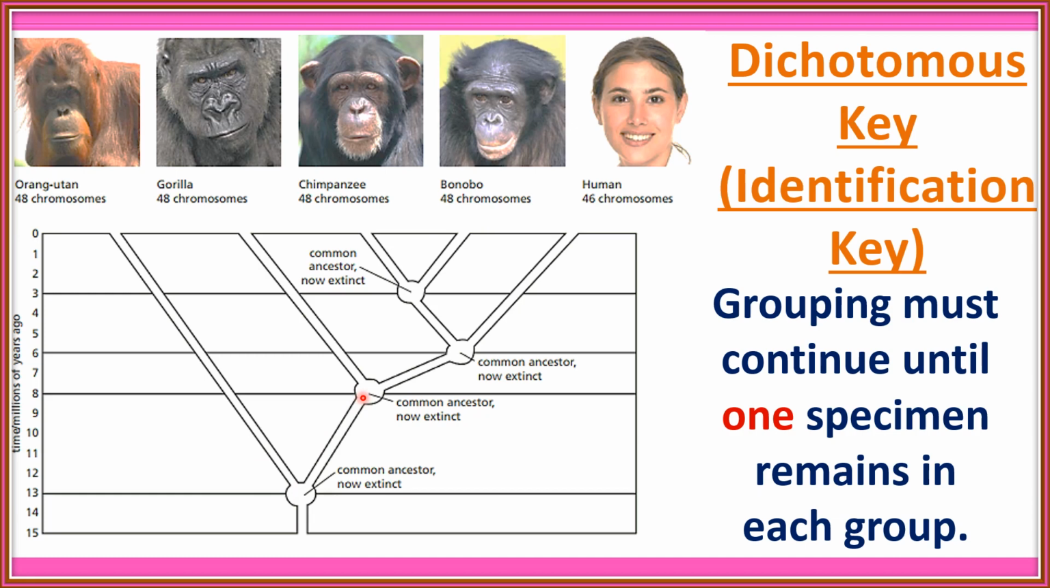Then 8 million years ago, again the gorillas separated, and the other 3 groups moved to the other side. 6 million years ago, the humans separated, and we remained with the chimpanzee and the bonobo. Then 3 million years ago, the chimpanzee and bonobos separated. So a dichotomous key is like that. We group them into 2 groups until each specimen remains in its own group.